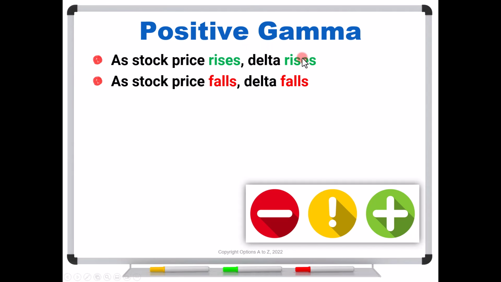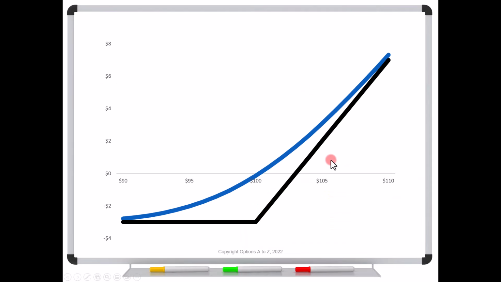Stock price up, delta up, stock price down, delta down. It moves in the same direction. Your delta moves with changes in the stock's price. Now, anytime that you buy an option, whether a call or a put, you have positive gamma. So let's take a look at a long call option.